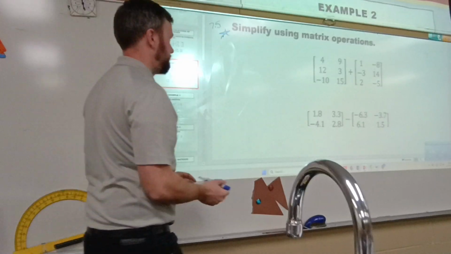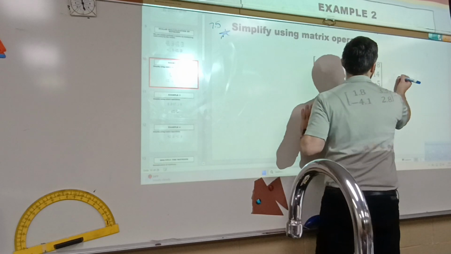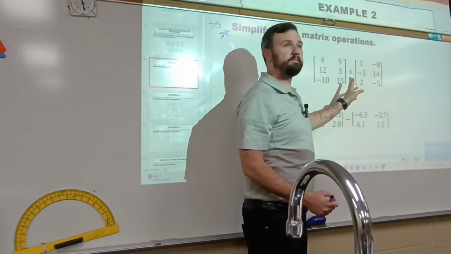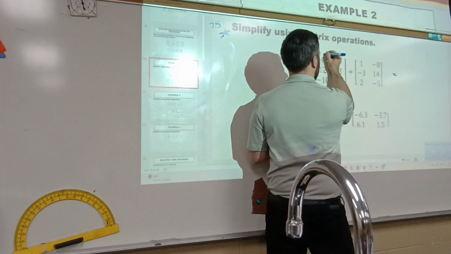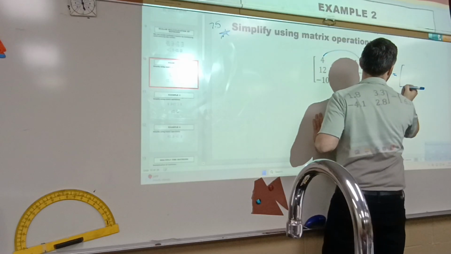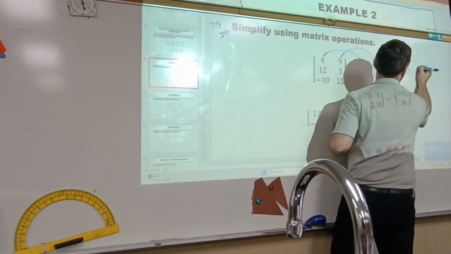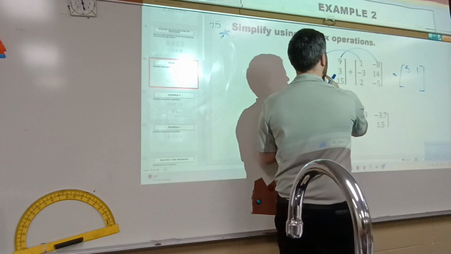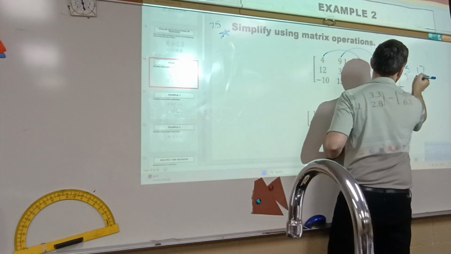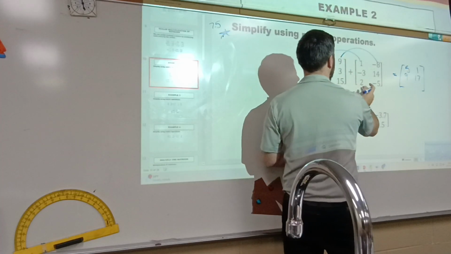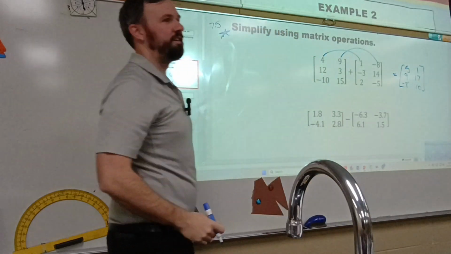All right. Add these two matrices together. First off, can I do it? Are their dimensions the same? Yeah. So I'm just going to go through and do 4 plus 1 is 5. 9 plus negative 8 is 1. Right? 12 plus negative 3 is 9. 3 plus 14 is 17. Negative 8, 10. Sound good?